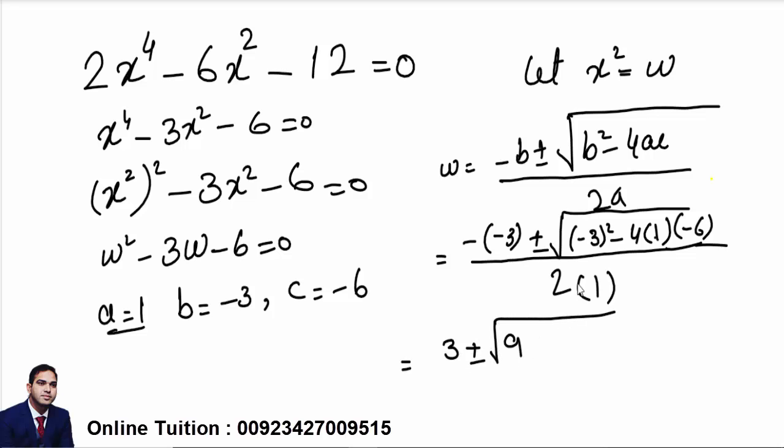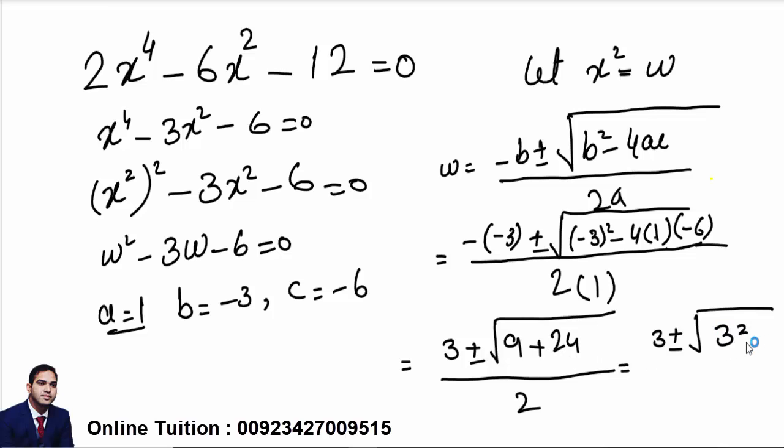9. Negative 3 square is 9 plus 24. This is 24: 4 times 6 is 24, divided by 2. Now you can see that 3 plus minus the square root of 24 plus 9, which is equal to 33, divided by 2.